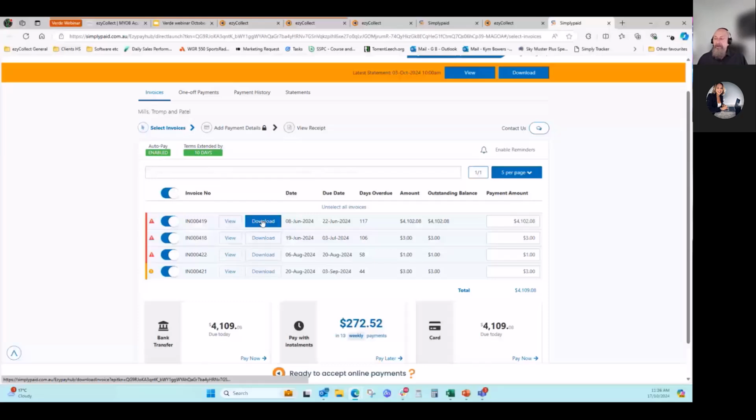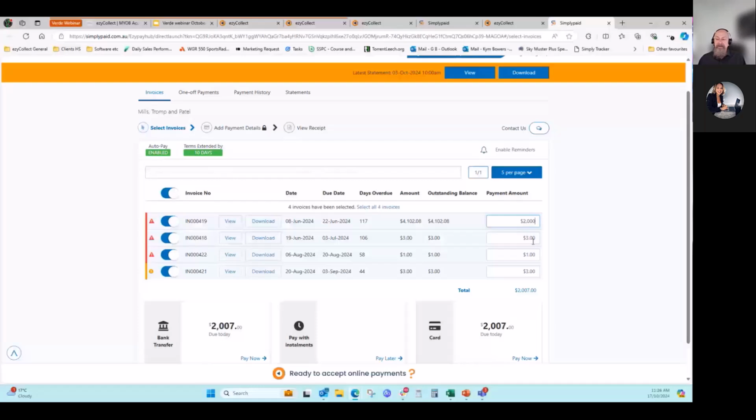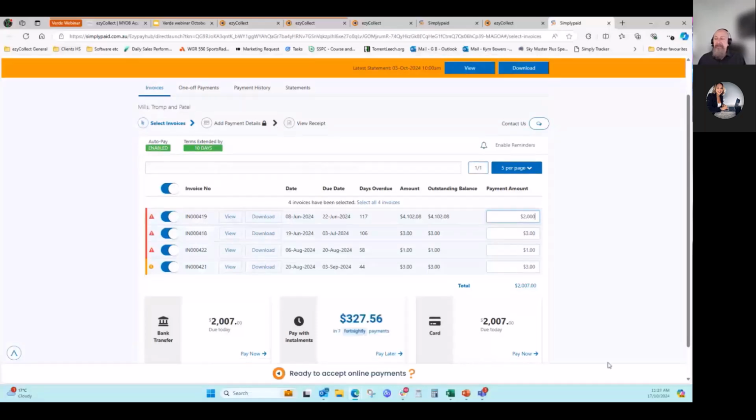So say, for example, they went, oh, I've only got $2,000. I'll just pay $2,000, but I'll pay these 3 little ones as well. All right. And so they hit pay now. It goes through to their credit card details or their bank details and they pay it.